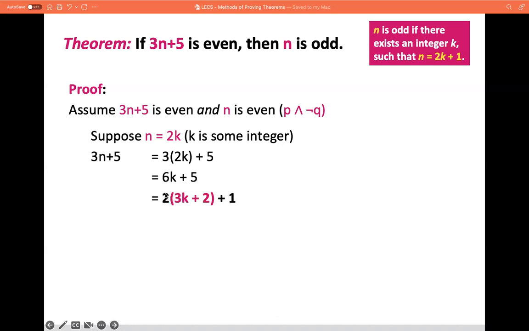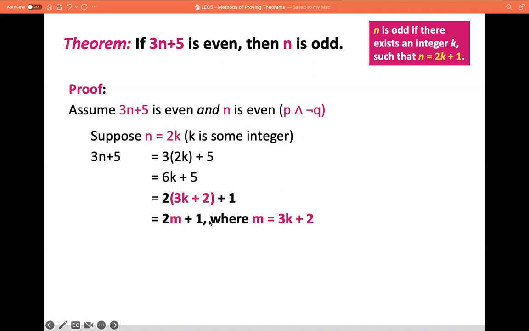And we can rewrite it as 2 times 3k plus 2, plus 1. And this will evaluate to the original expression, which is 6k plus 5. In other words, we can rewrite it as 6k plus 4 plus 1. And then we factor out 2 from the first two terms. So we then have 2 times 3k plus 2, plus 1. And we can rewrite it as 2m plus 1, where m is equal to 3k plus 2.